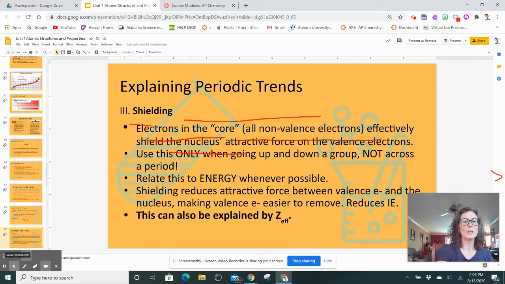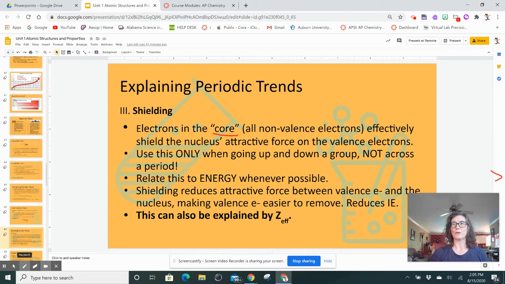This term shielding, we're just going to talk about it. We're not going to use it a whole lot, but the term shielding refers to electrons that are in the core, not the valence electrons. Electrons in the core shield the nucleus attractive force from the valence electrons themselves. So if there's a lot of core electrons, that kind of covers up the nucleus so that those valence electrons aren't attracted to the nucleus as much as they could be otherwise.